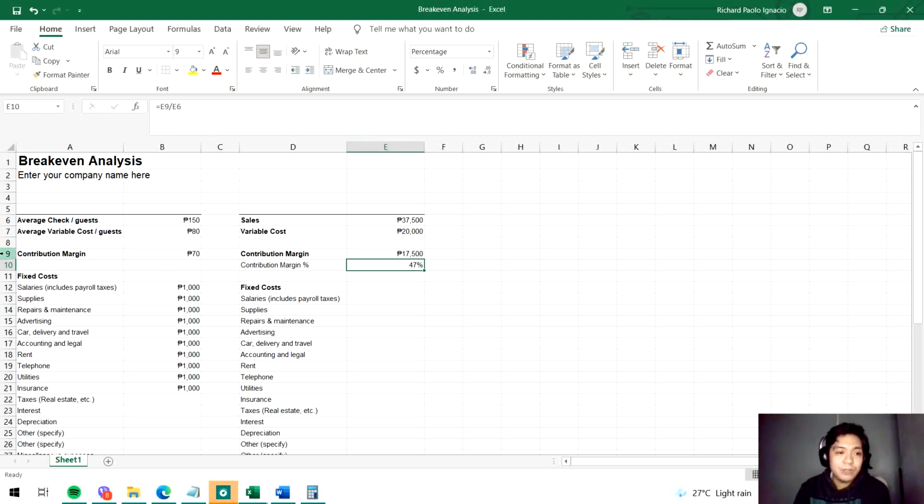E9 here is yung contribution margin natin. So it means ito yon. E6 natin is yung sales. This is sales. And then number 6. And then E, sales. Ayan. So we have to divide those in order to get contribution margin percentage.